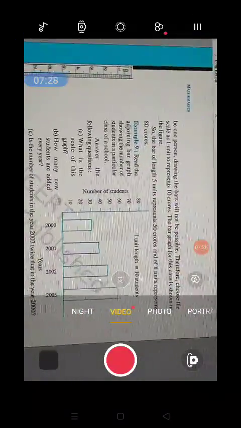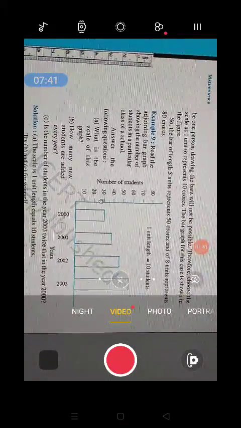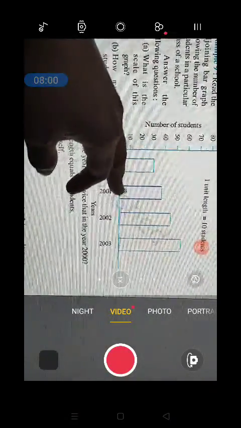Okay, question number 2. How many new students are added every year? So here are the number of students, and here are the years. Every year, this is the graph. Okay, so in year 2000 there were 30 students. In 2001 there were 40 students. So in this year how many more students were added? 40 minus 30 equals 10. 10 more students were added in 2001.